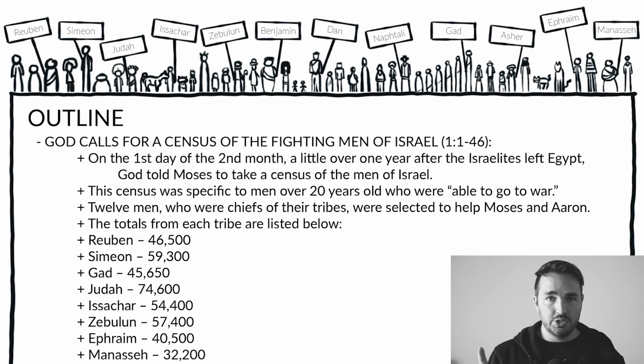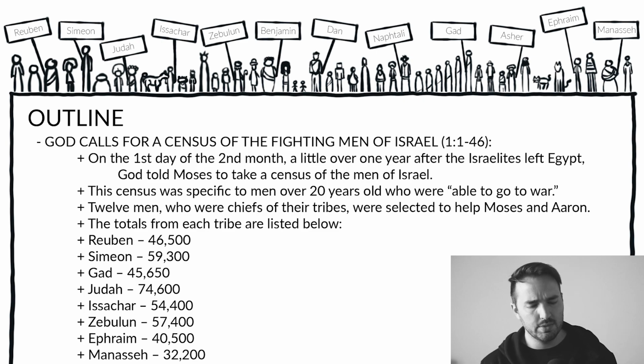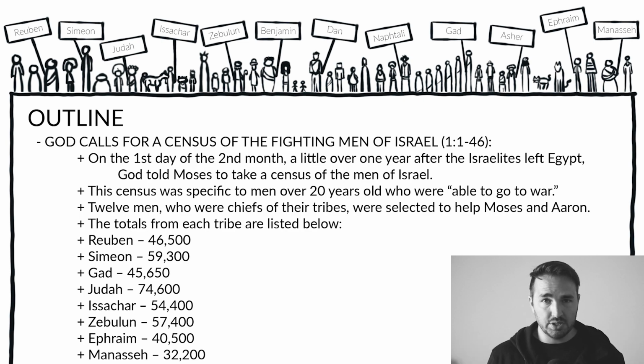12 men, one from each tribe. These men were the chiefs of their families. They were selected to help Moses and Aaron, and you can read all their names in the text, but I haven't listed them here. Now, the census was completed, and the total numbers are given to us, so that's what I'll read to you next.